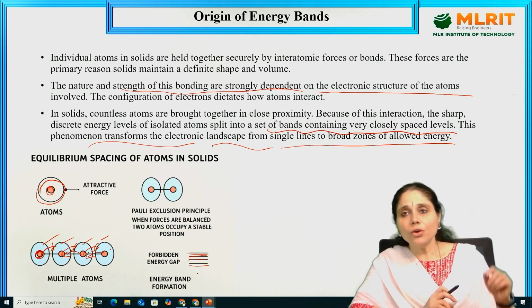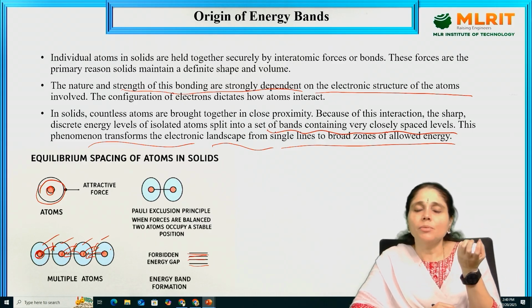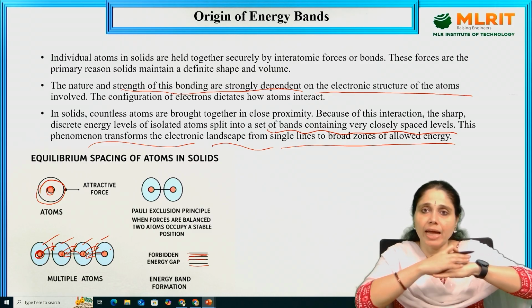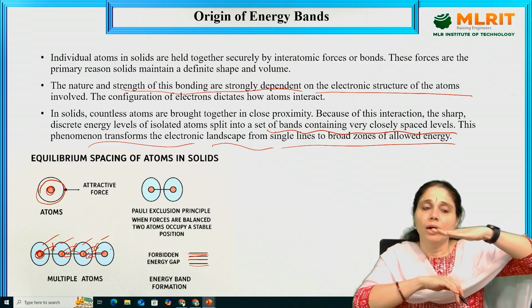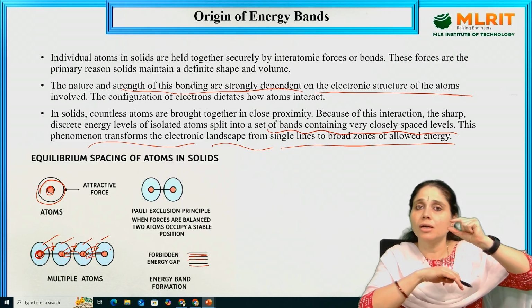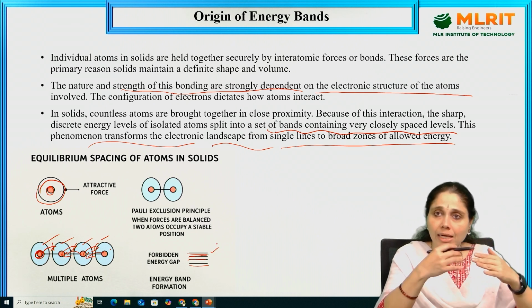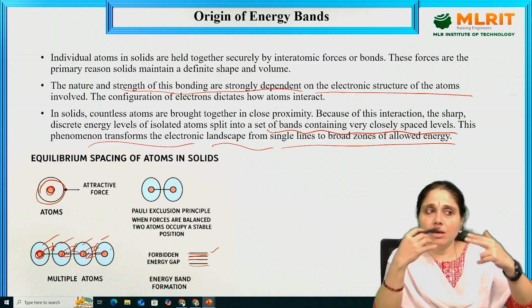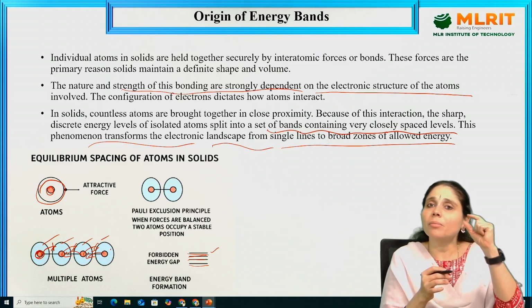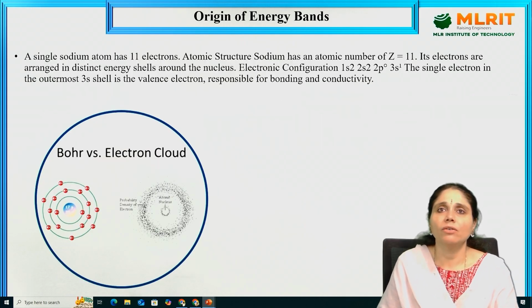Some nuclei may attract more, some nuclei may attract less. Due to the differences in the attraction, we are going to have the forbidden gaps. A bunch of these orbitals come close together to form energy bands, and a bunch of other orbitals come close together to form another energy band, with a forbidden energy gap. Now, this is the origin of energy band gaps.